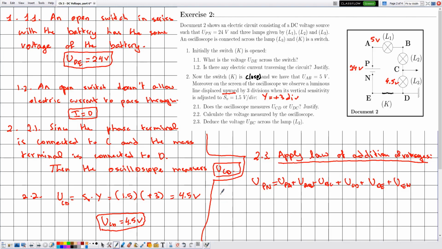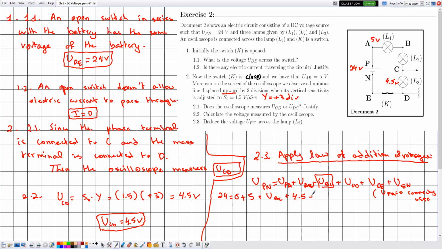Now voltage UPN is equal to 24, voltage of the battery. UPA is 0, and the reason is given by connecting wire. So we didn't justify this previously, so here between brackets UPA is equal to 0, and the reason: connecting wire. And the voltage here that we want to calculate is UBC, so we keep it as a variable. Now UAB is equal to 5 given, plus UBC. Now the voltage UCD is equal to 4.5 from part 2.2.